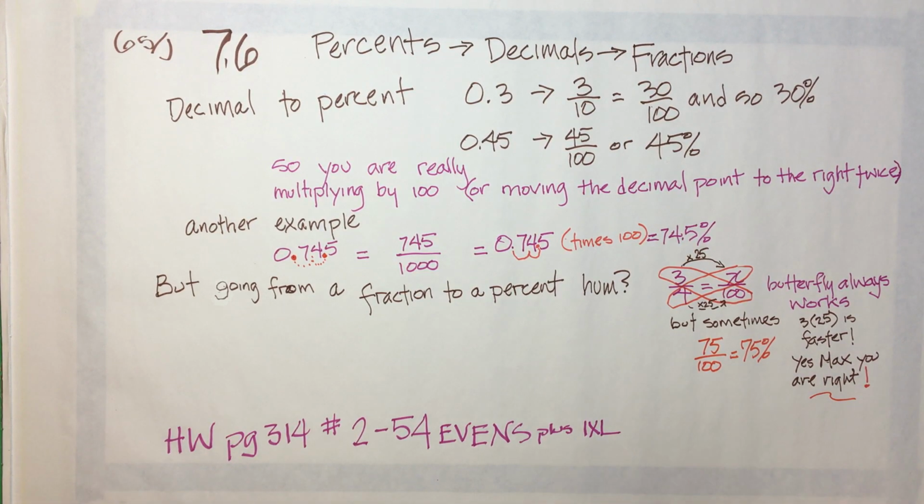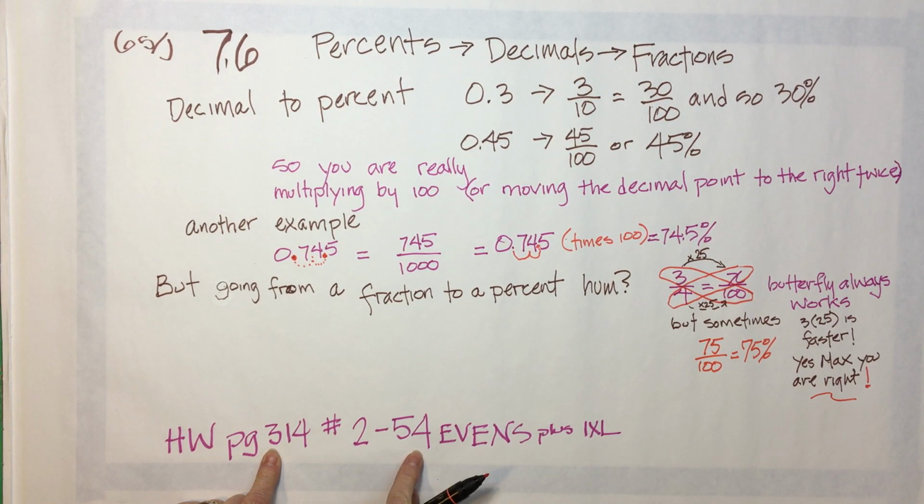Ta-da! Anyway, what I want you to notice is that your homework is not really on page 314, it's really on page 315, but it's 2 to 54 evens. Plus, don't forget your IXL.